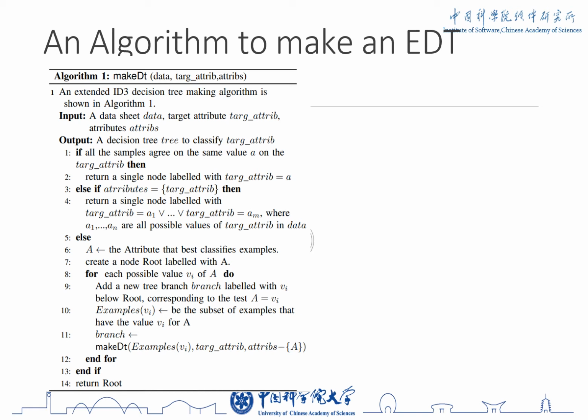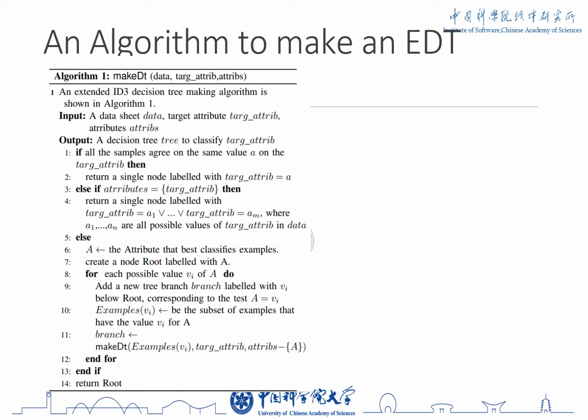This algorithm shows how to make an extended decision tree from a datasheet if target attributes and the other attributes are given. Line 2 deals with the case that the decision on the value of the target attribute can be made at once because all the samples agree on the same value. Thus the leaf node is returned with the target attribute value as its label. Line 4 deals with the case where no more attributes can be used to classify the target attribute, thus a leaf node is returned with all possible values. Here we need to record all the possible values of the target attribute instead of the most probable value. This change has been made so as to classify the state space completely.